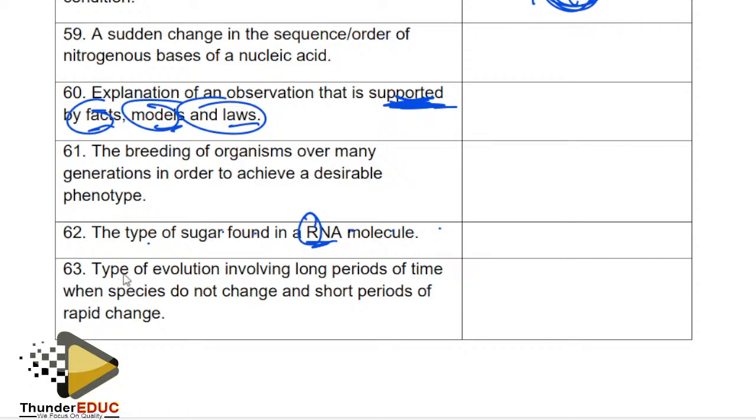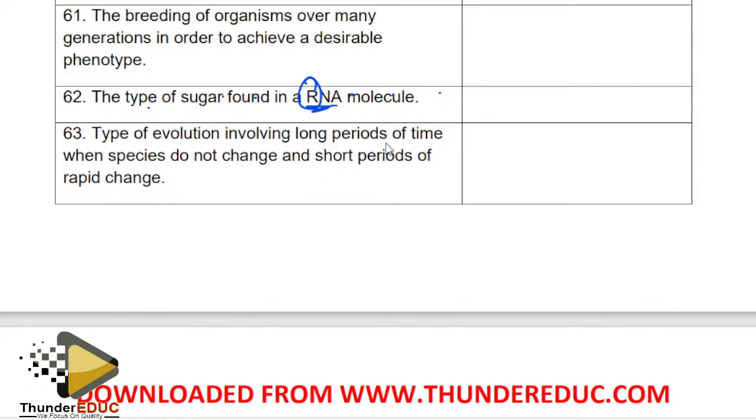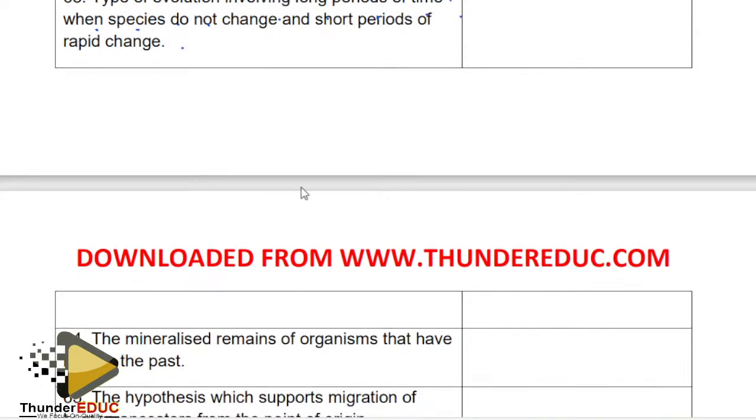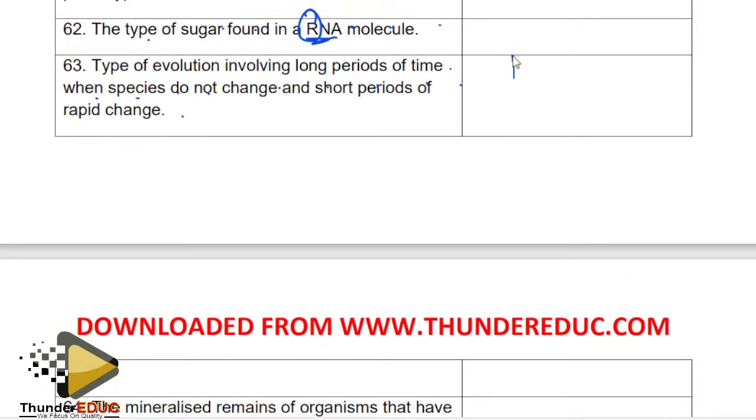They're saying that the type of evolution with long periods of time when species do not change and short periods of time when there is a rapid change. So we call it that type. We call it punctuated equilibrium. We talked about it.